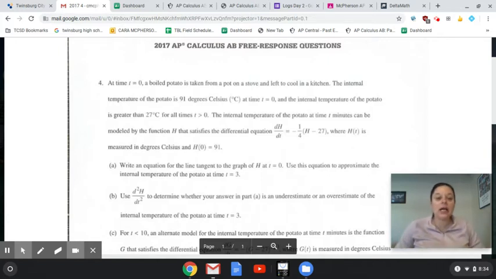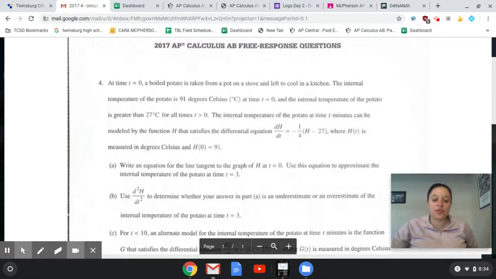So here's what's happening. We have a boiled potato, and initially, at time 0 when it's taken out of the boiling water, the temperature is 91 degrees Celsius, and then obviously it's cooling off. The temperature never goes below 27. It's always greater than 27 for all times. And the temperature can be modeled by the differential equation dH/dt, where t is time and H is the temperature of the potato. And then finally, they tell us that H of 0 is 91. So at time 0, the potato is 91 degrees.